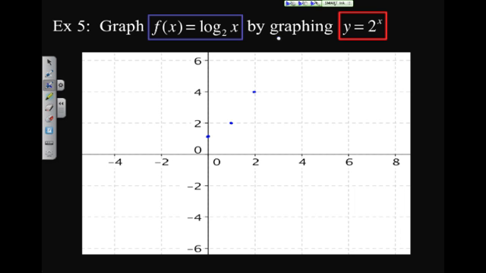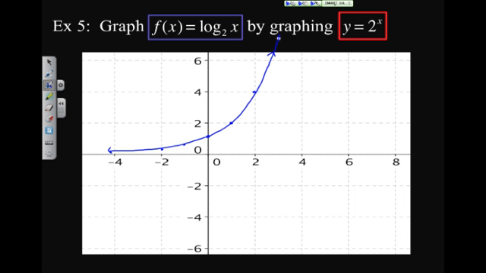Then 2 to the negative first power would be 1/2. 2 to the negative second would be 1/4. And remember what happens with these, they just keep getting closer and closer to the x-axis. So as we look at this, that is our exponential function.